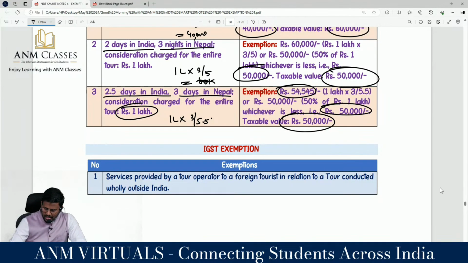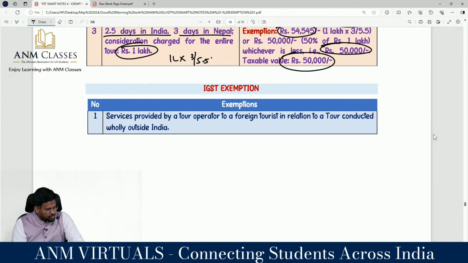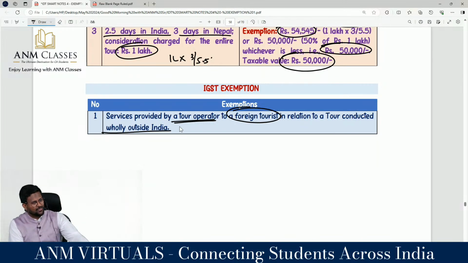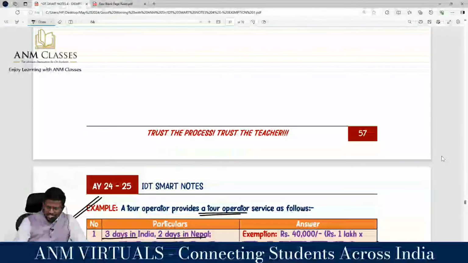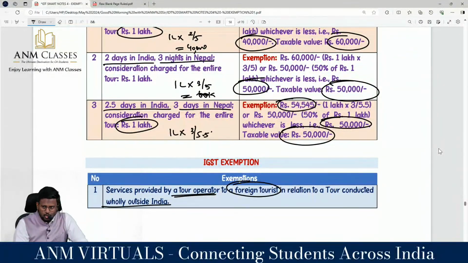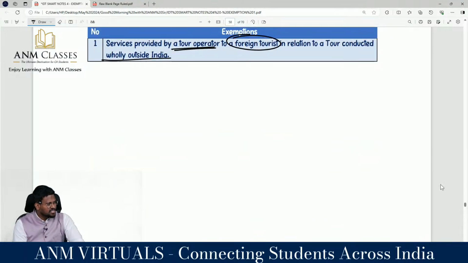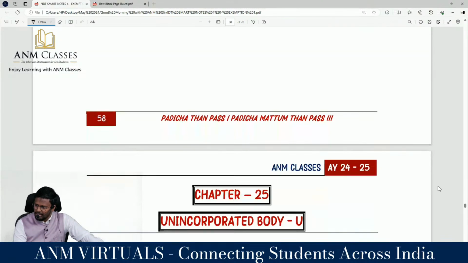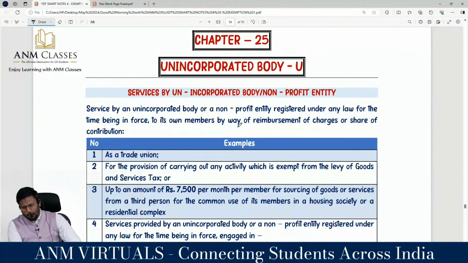Are you really with me? I'm moving to the next exemption, an IGST exemption, which is also a tour-related item only. Service provided by a tour operator to a tourist in relation to a tour conducted wholly outside India is exempt from GST. If it is partly in India and partly outside India, then the portion outside India is exempted. This part is actually covered in CGST because one part they are providing in India also. If it is wholly outside India, with the service provider situated in India and the service recipient situated outside India, it is fully exempted in India. No need to pay GST. Clear? I'm moving to the next exemption.